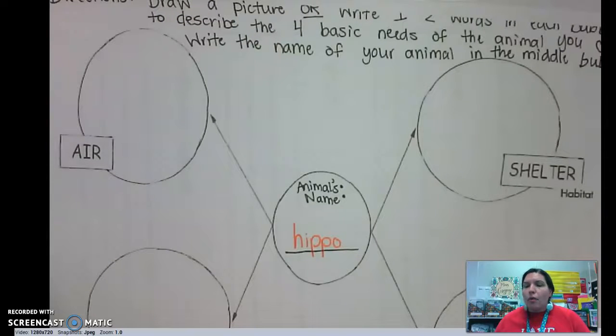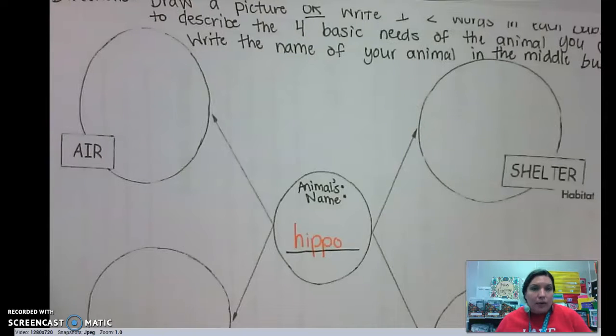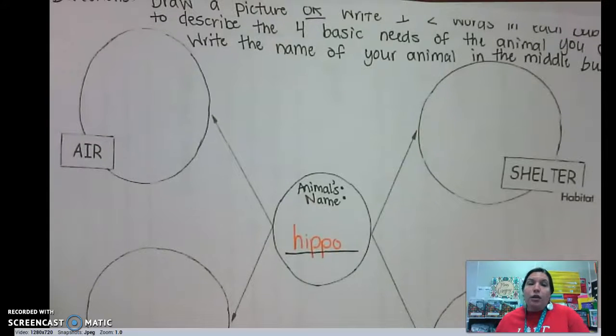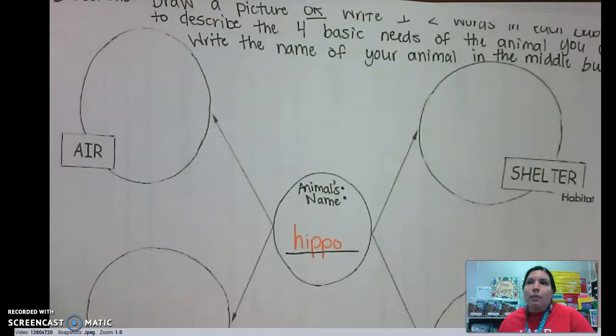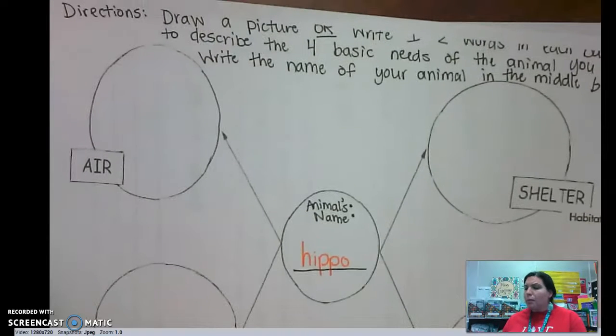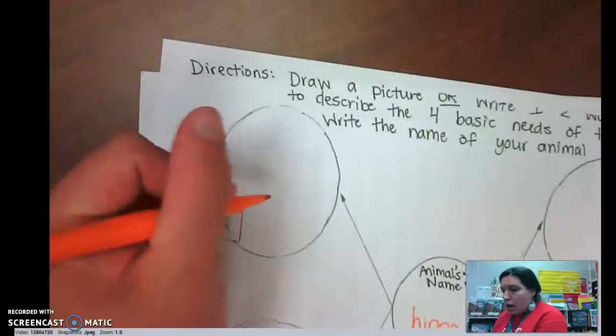It says I can draw a picture or write words. So for air, I might just draw a hippo breathing, okay? That one's pretty simple because pretty much any animal breathes air. The only differences in animals might be fish because they get oxygen from the water, and they use their gills. So if you were doing some kind of fish or ocean animal, you might pick to draw their gills and describe them. But for a hippo, I might just draw a hippo breathing.